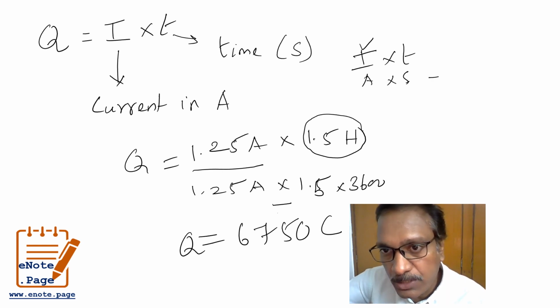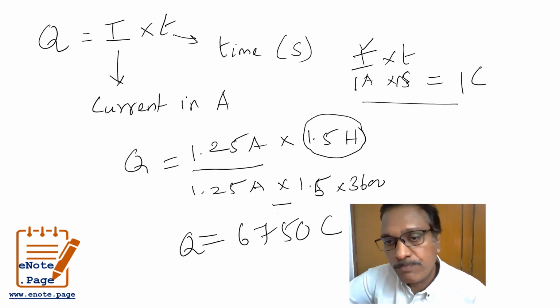Amp into second is nothing but coulomb. So 1 ampere current passed for 1 second is equal to 1 coulomb. So that's the problem.